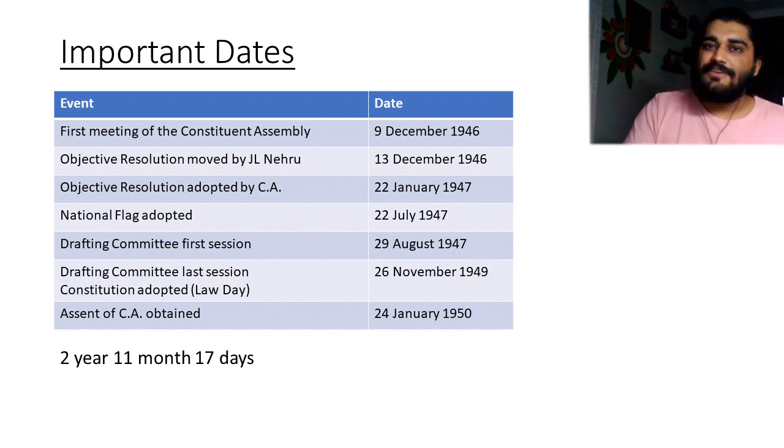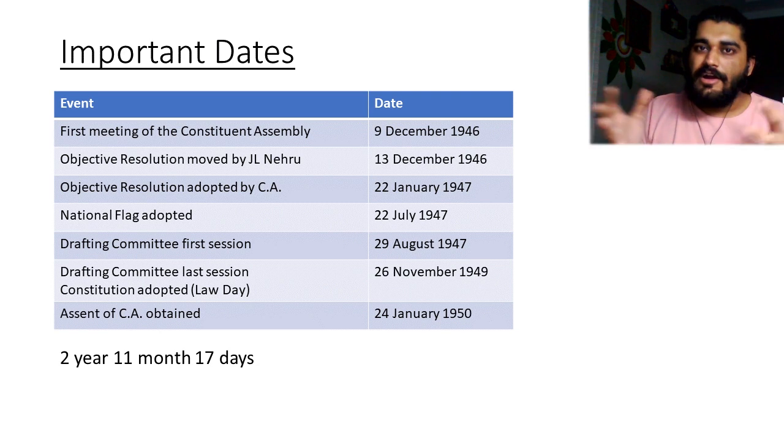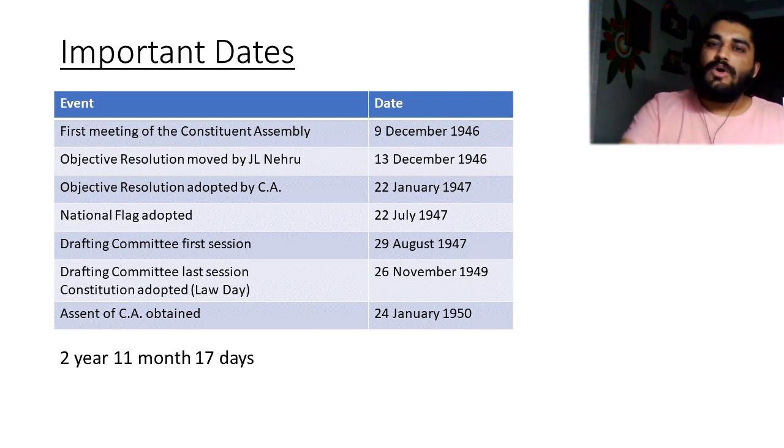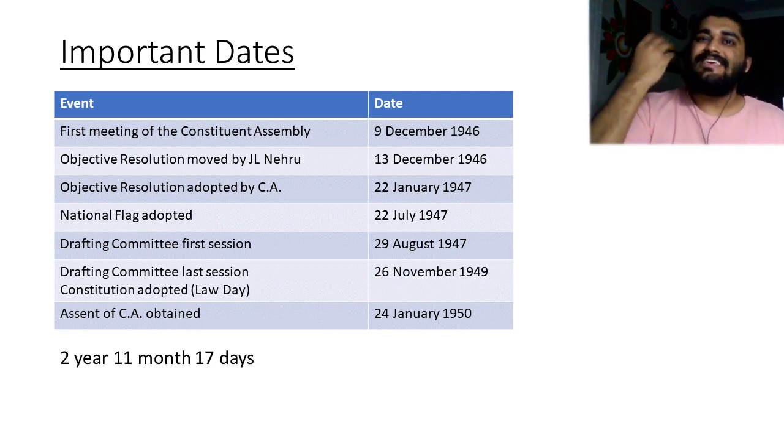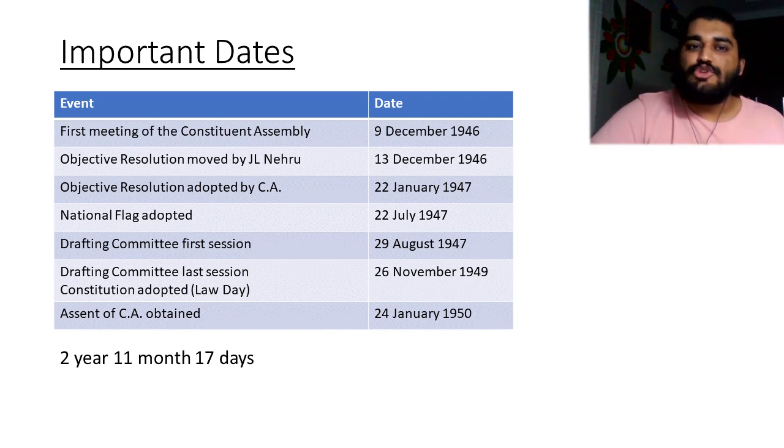So the objective resolution is the mandate that the committee has undertaken unto itself to say how we are going to make a constitution. These are the ideals that we'll emulate in the constitution. It was tabled before the Constituent Assembly on the 13th of December 1946, and it was adopted by the Constituent Assembly on the 22nd of January 1947.